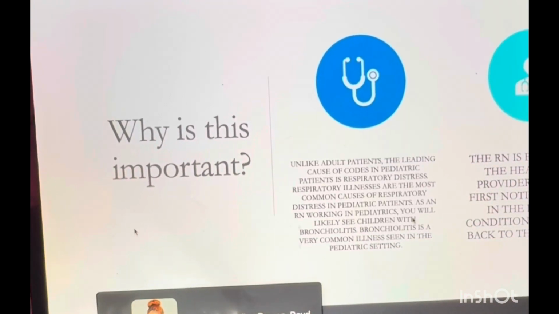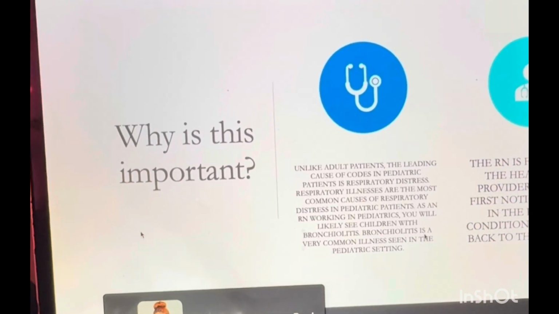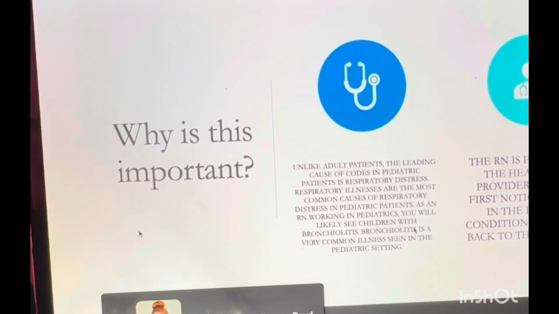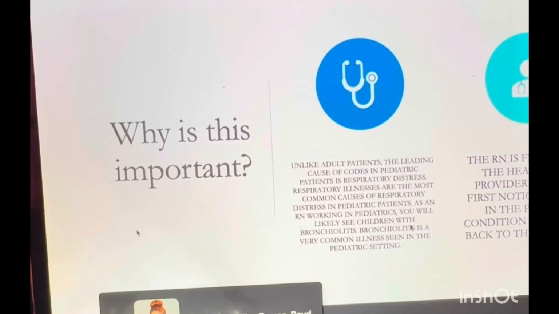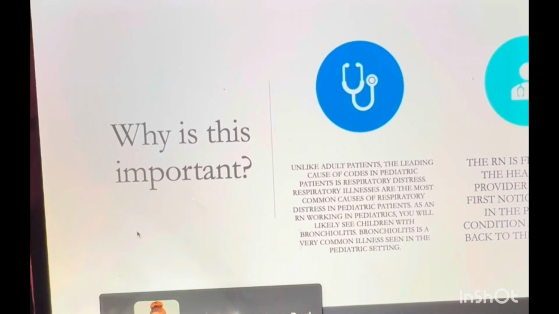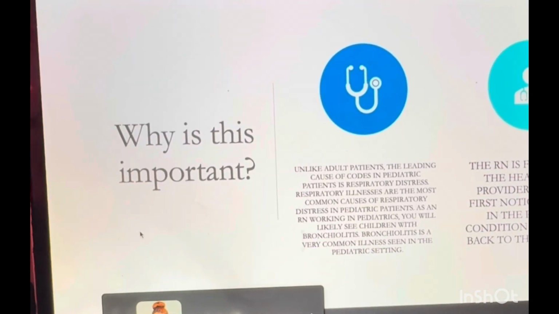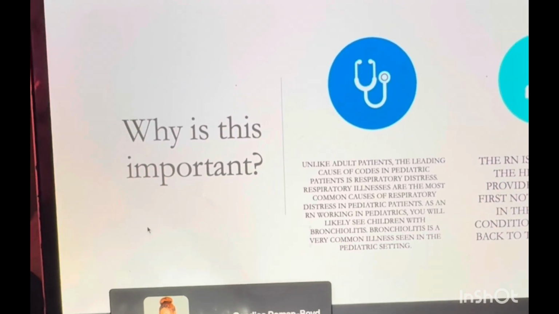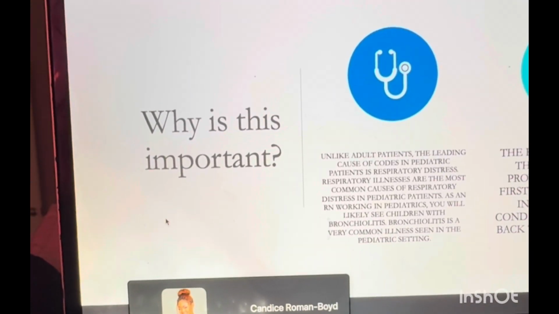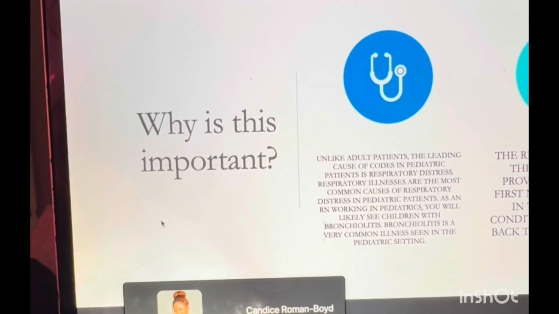And, just like I was saying before, this is one of the most common things that you will see as an RN, and we all know that the RN is frequently the person that is with the patient the most often, the longest amount of time, and they'll have to identify the changes in condition. You'll be the first one to see that the child is having trouble breathing.